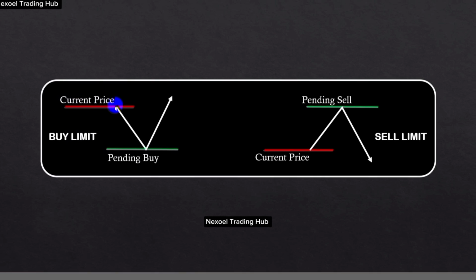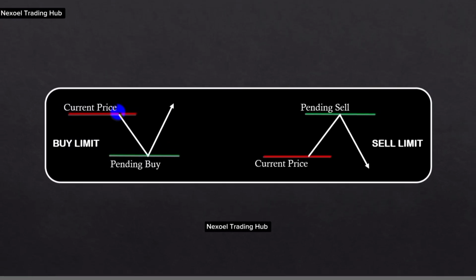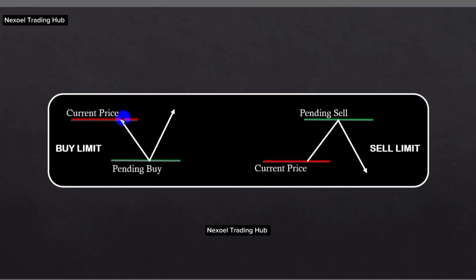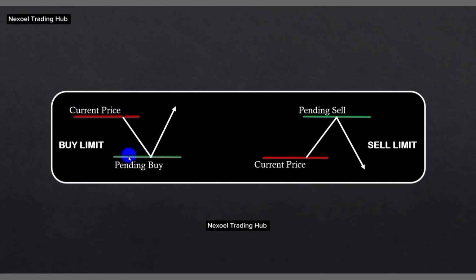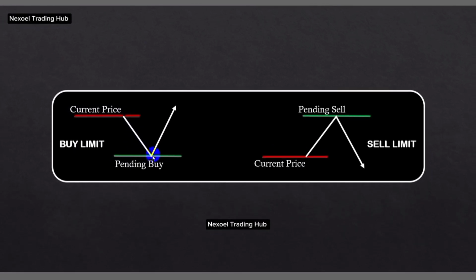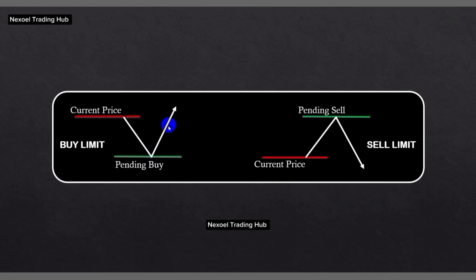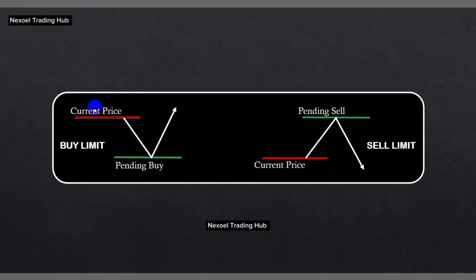So what you're saying is you don't want to take the entry or execute your trade at the current price. You're looking at executing the trade when the market drops down to this price level, and then you execute your buy entry at this particular price level to trade the markets to the upside. Currently this is where price is at, but you don't want to execute your trade at the current price.